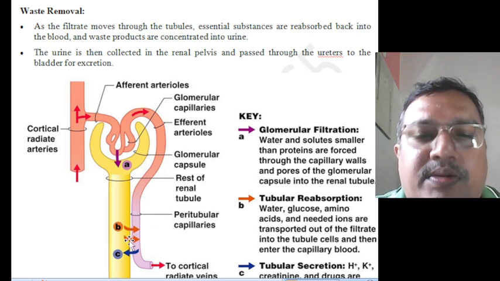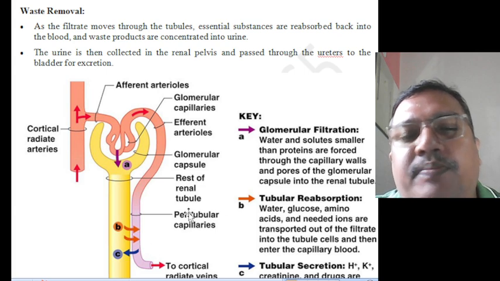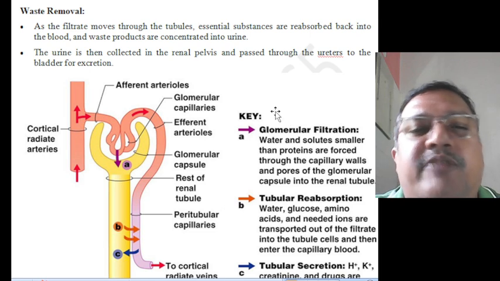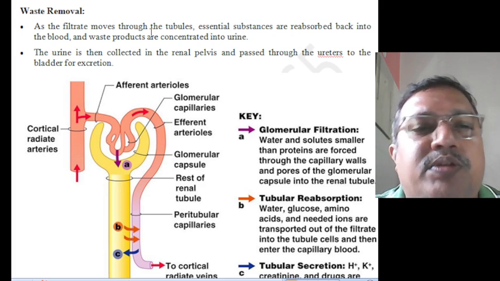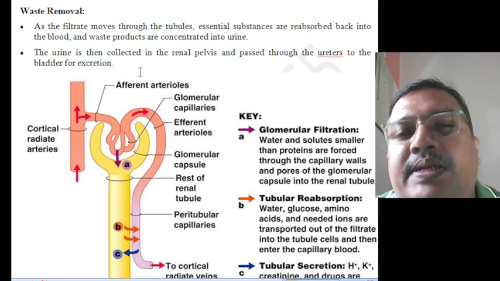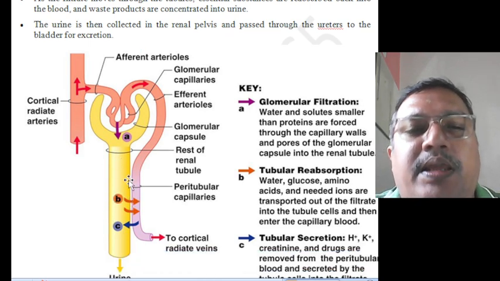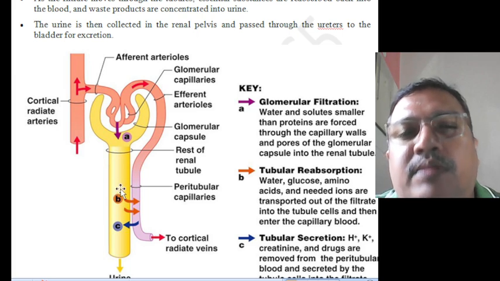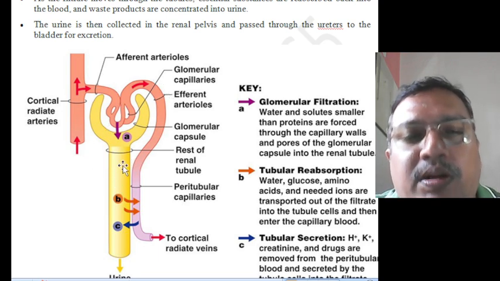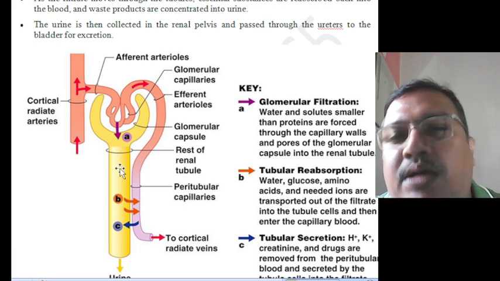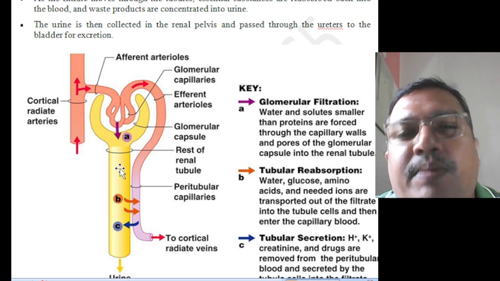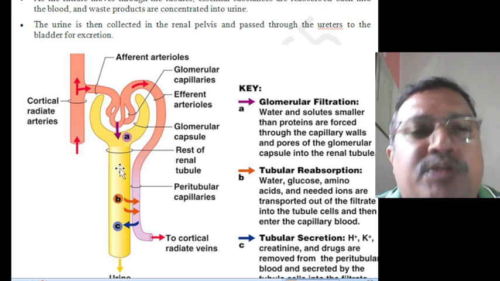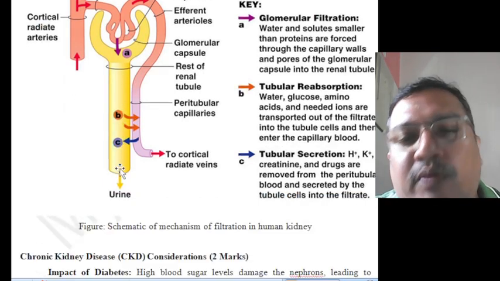Then, as the filtrate moves through the tubule, essential substances are reabsorbed. Again, it is connected to that passage nearby, and the semi-permeable membrane mechanism works there. As the filtrate moves through the tubule, the essential substances are reabsorbed back into the blood, and the waste products are concentrated into the urine. So, here the rearrangement takes place, and whatever is formed, the so-called urine, is the waste collected from the blood. Not just one, but more than 1 million such collection centers are there in our body. The urine is then collected in the renal pelvis and passed through the ureters to the bladder for its removal.